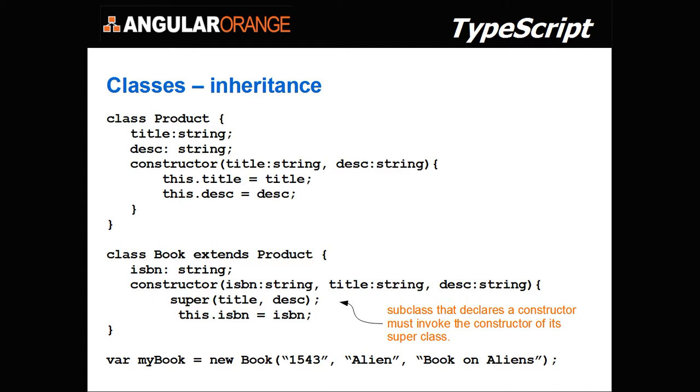So here's what it would look like if I have a Product with a title, description, and a constructor, and I have a class Book which extends Product. My constructor must invoke the constructor of the superclass in TypeScript. So I have a constructor in the Product object which takes a title and a description. My Book has an additional parameter. My constructor must have an ISBN and also a title and a description, and I call the super method with title and description, and that calls the constructor of the superclass, which is Product. So I could instantiate a new book using 3 strings this way. As you could tell, I like aliens.